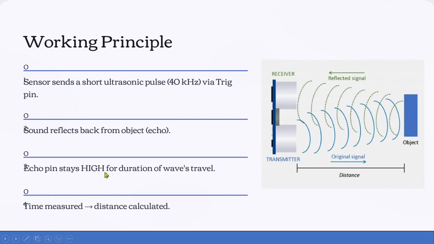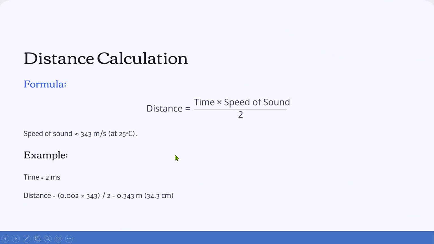And the echo pin stays high for the duration of the wave travel. So they are explaining the mechanism of how it is working. And the time measured gives the distance calculation, okay. It depends on how much time it takes to receive the reflected signal, and using that it can calculate the distance. Then coming to the formula that is internally applied in that module: distance equals time times speed of sound divided by 2. So using this it can measure the distance, okay.